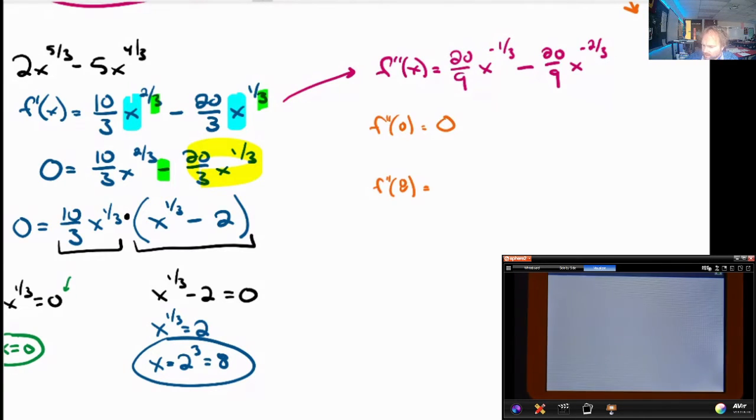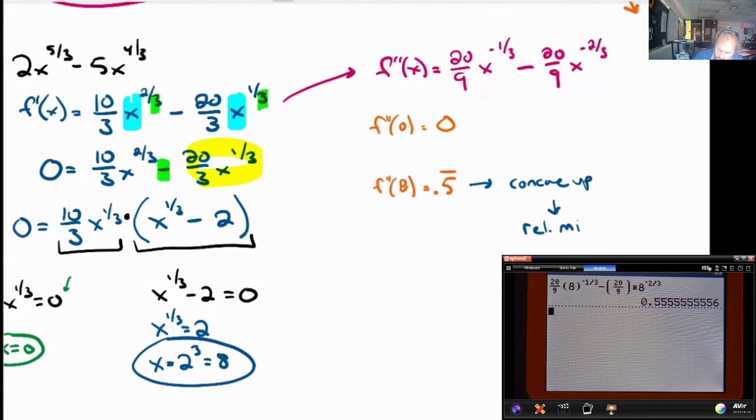Let's see here. If I had 20/9 times 8 to the negative 1/3 power minus, and again, 20/9 times 8 to the negative 2/3 power, I'm going to get a pretty solid positive 0.5 repeating. Now this means that this is concave up, which then means I'm at a relative minimum. Because a concave up graph looks like this and therefore has a minimum.